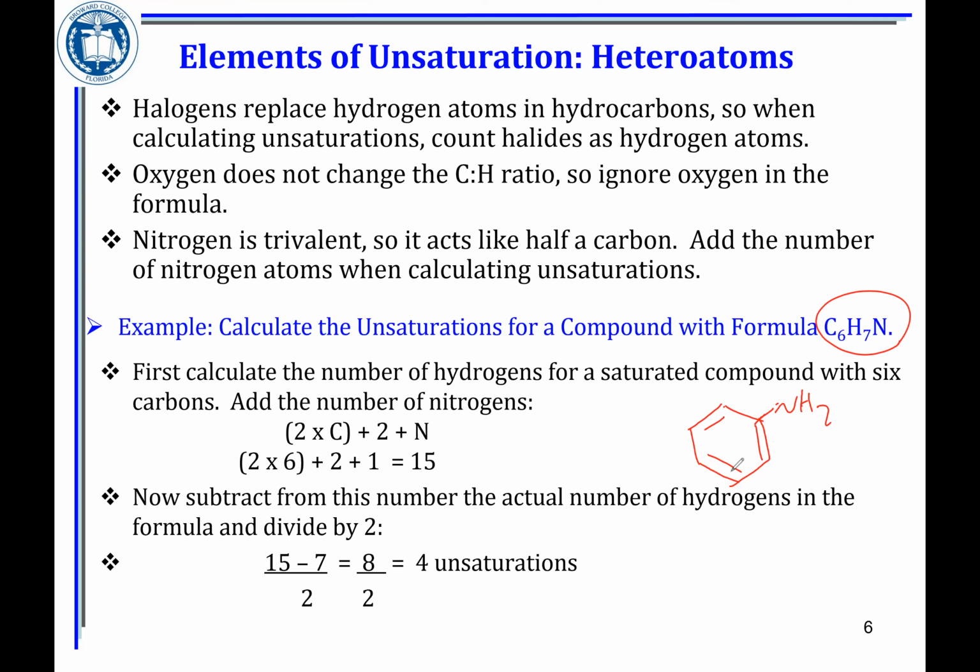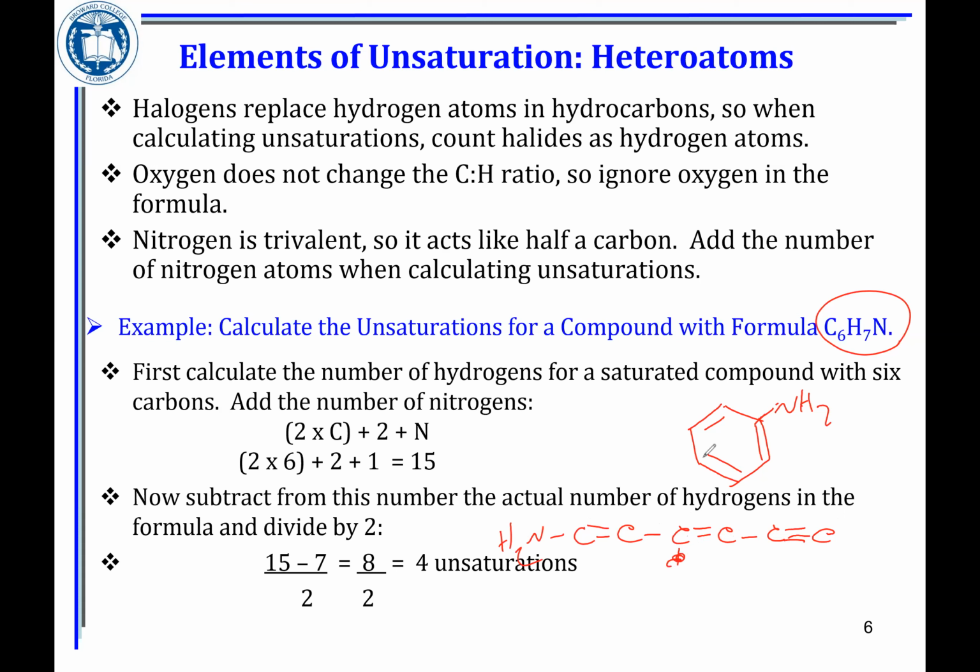For 4 elements of unsaturation, you could have other possibilities. You could have carbons 1, 2, 4, 5, and 6, and that could be the structure instead of this one. You could have NH2 attached to one of these carbons. So that is a possibility as well.